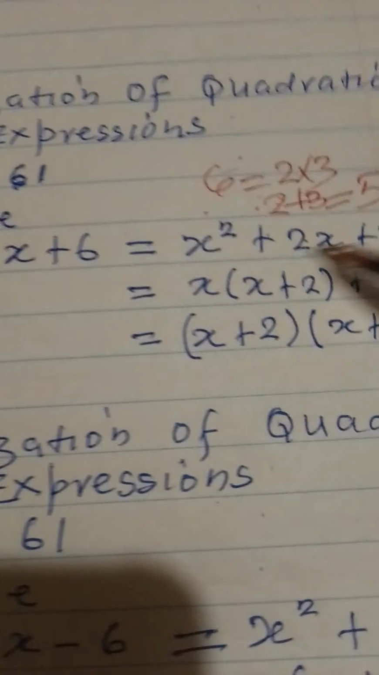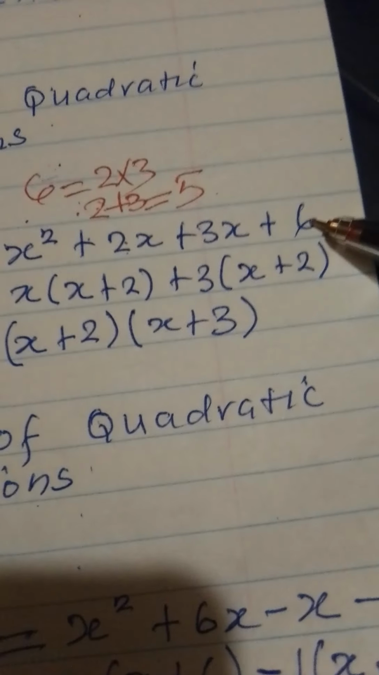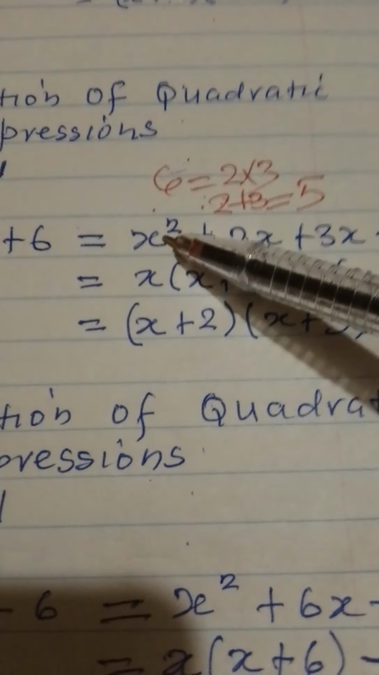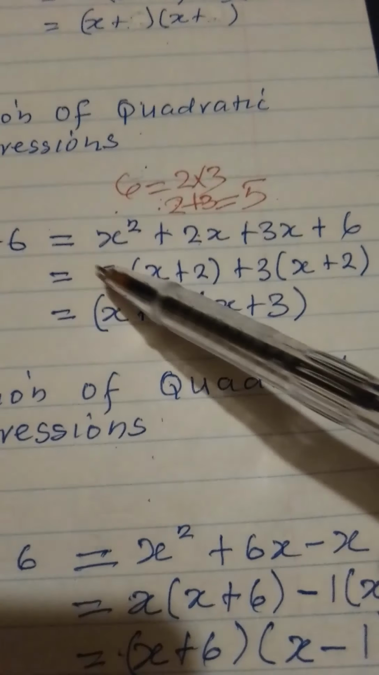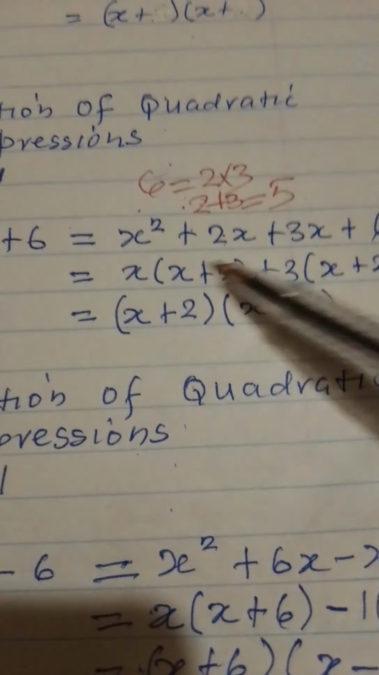So instead of having 5x, we have 2x plus 3x. Then this constant term is still here, and this x squared term is still here. Then we have 4 terms here. Then we now group them into 2 and factorize. The first 2 terms, x squared plus 2x.